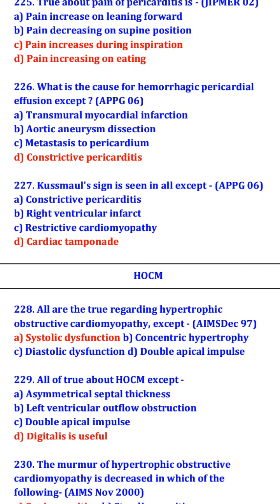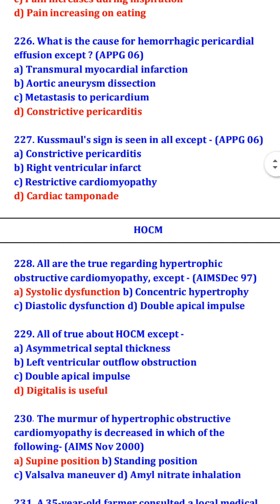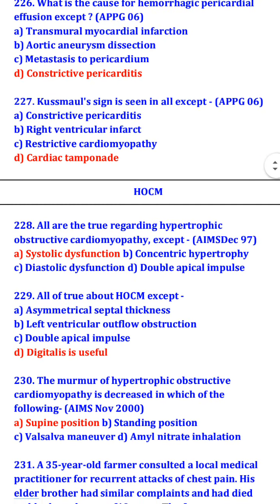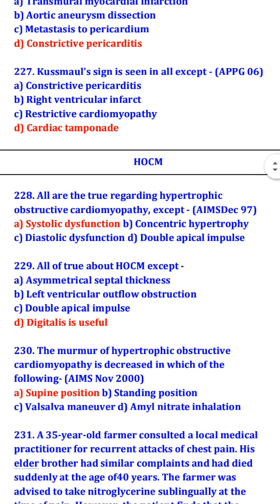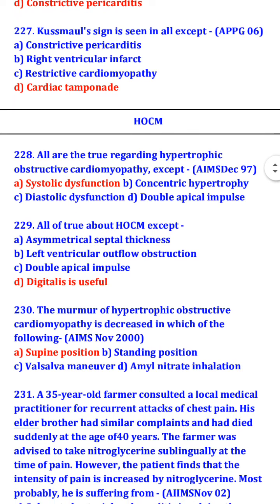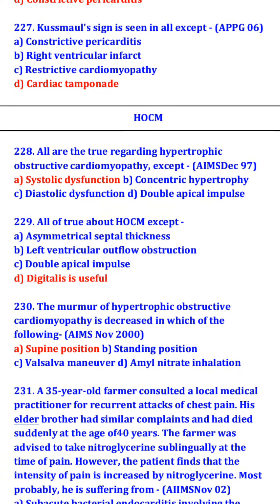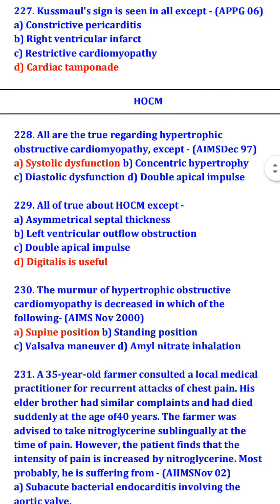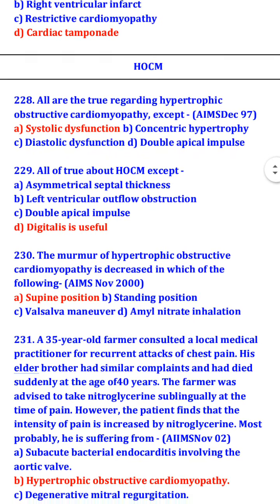Now, HOCM, that is hypertrophic obstructive cardiomyopathy. All are true regarding hypertrophic obstructive cardiomyopathy except systolic dysfunction. So, what is true? Concentric hypertrophy, diastolic dysfunction, and double apical impulse. All are true about HOCM except that digitalis is useful. What is true? Asymmetrical septal thickness, left ventricular outflow obstruction, and double apical impulse.